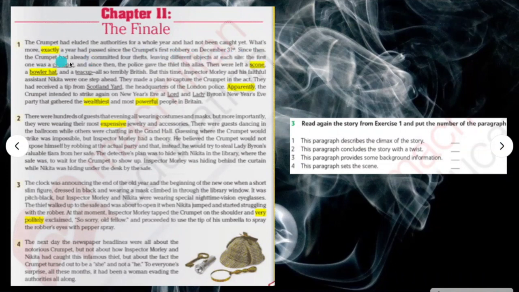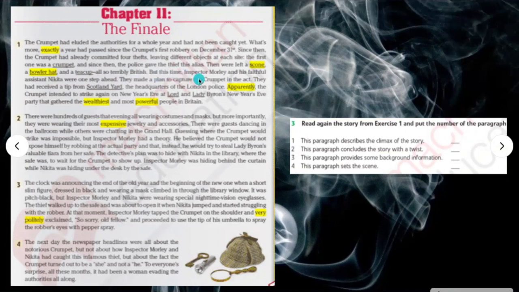Since then, the Crumpet Cat already committed 4 thefts, leaving different objects at each site. The first one was a crumpet, and since then, the police gave the thief this alias. Then were left a scone, a bowler hat, and a teacup, all so terribly British.